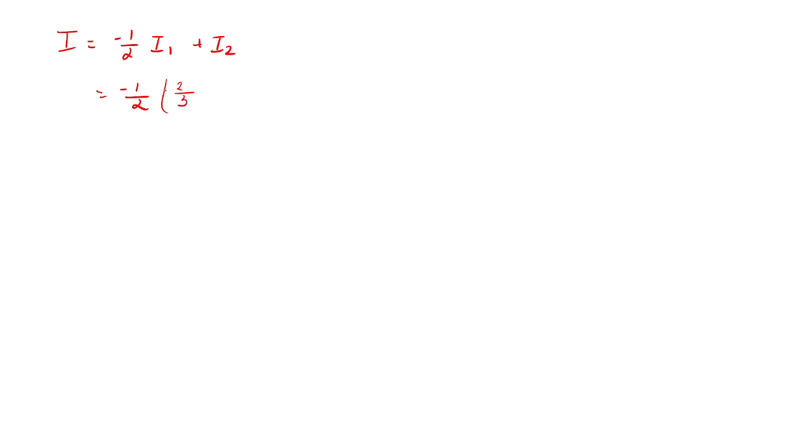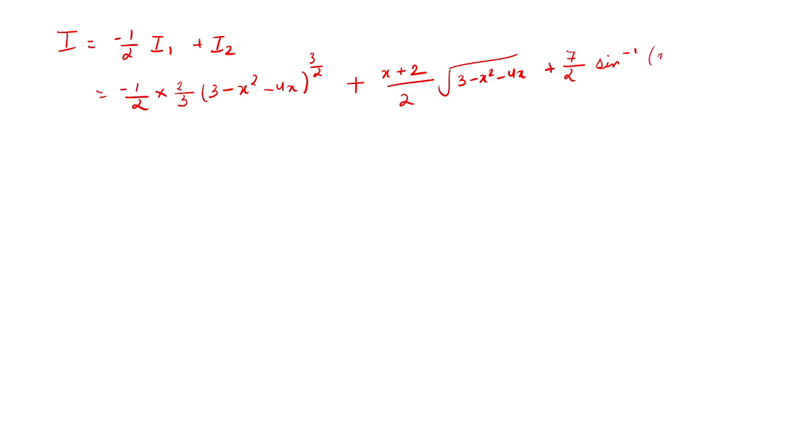2 by 3, let's omit the bracket, okay, 2 by 3, and I1 is 3 minus x plus 2 by 2, 3 minus x squared minus 4x plus sine inverse of, no, sorry, it is 7 by 2 first. 7 by 2 sine inverse of x plus 2 by root 7 plus c, okay?